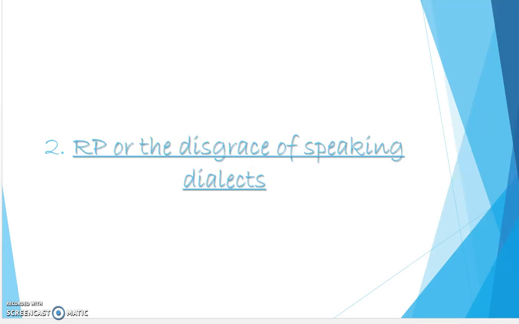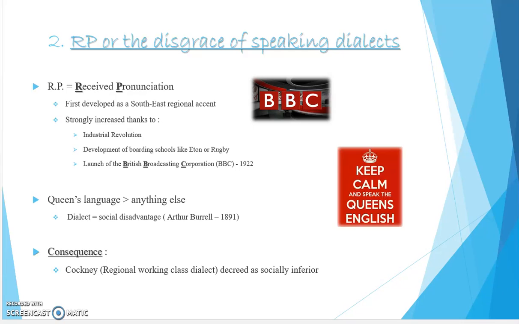Let's move on now to the appearance and progression of RP, a type of language considered the enemy of dialects. RP is the short form of the term received pronunciation, which first came from a southeast regional accent. RP evolved through time and strongly increased thanks to the Industrial Revolution, but also the development of the boarding schools Eton and Rugby, and the launch in 1922 of the famous BBC, the British Broadcasting Corporation.